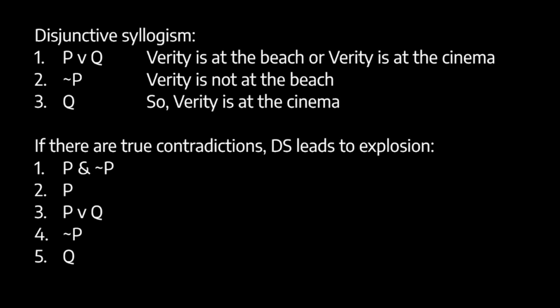Now suppose that there are true contradictions. In that case, disjunctive syllogism leads to explosion. So we assert the contradiction, P and not P. From this we can derive P. From P we can derive P or Q. But since we have P and not P, we can derive not P. And then, of course, P or Q, not P, therefore Q. So from a contradiction, anything follows, right? If you assert a contradiction, then you can derive absolutely anything that you like.